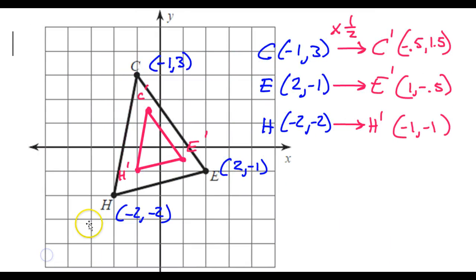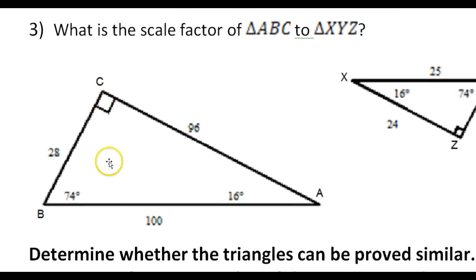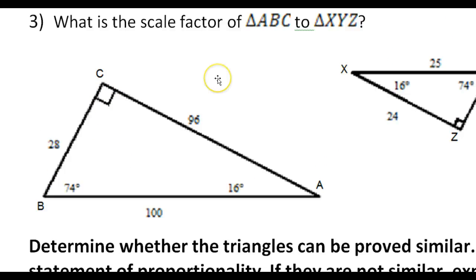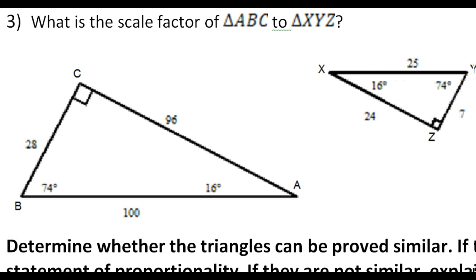Alright, let's move on to number 3. What is the scale factor that turns ABC into XYZ? So see how this is getting smaller? So our scale factor should be something that is less than 1. So be careful about how you do it. Because of the way they worded it, make sure you're getting something less than 1.